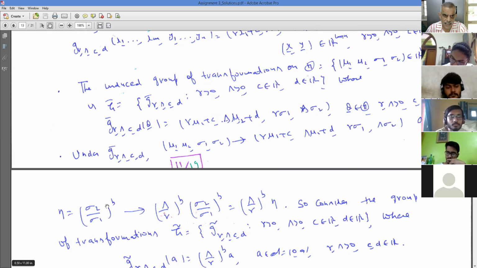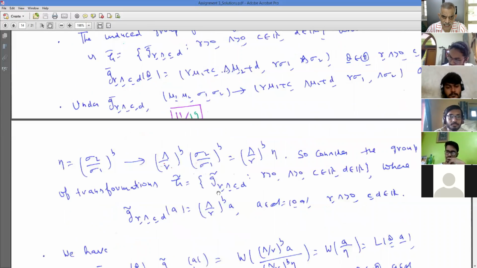So that means eta, which is sigma 2 upon sigma 1 to the power B, goes to, since sigma 2 goes to S sigma 2 and sigma 1 goes to R sigma 1, S by R to the power B times sigma 2 upon sigma 1 to the power B, that is, S by R to the power B eta. So my G tilde R S C D would be nothing but S by R to the power B into A, right? Because this was the A in the original problem.